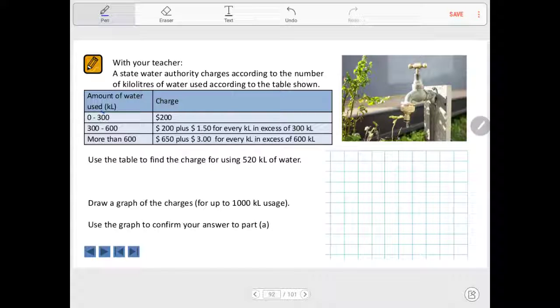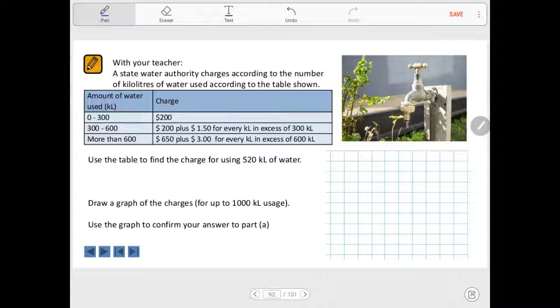We're going to do a combination graphs example in this video, Helier College math students. Here we have a table showing the different charges for different amounts of water usage. So the first thing we're asked is to determine the charge for 520 kilolitres of water.